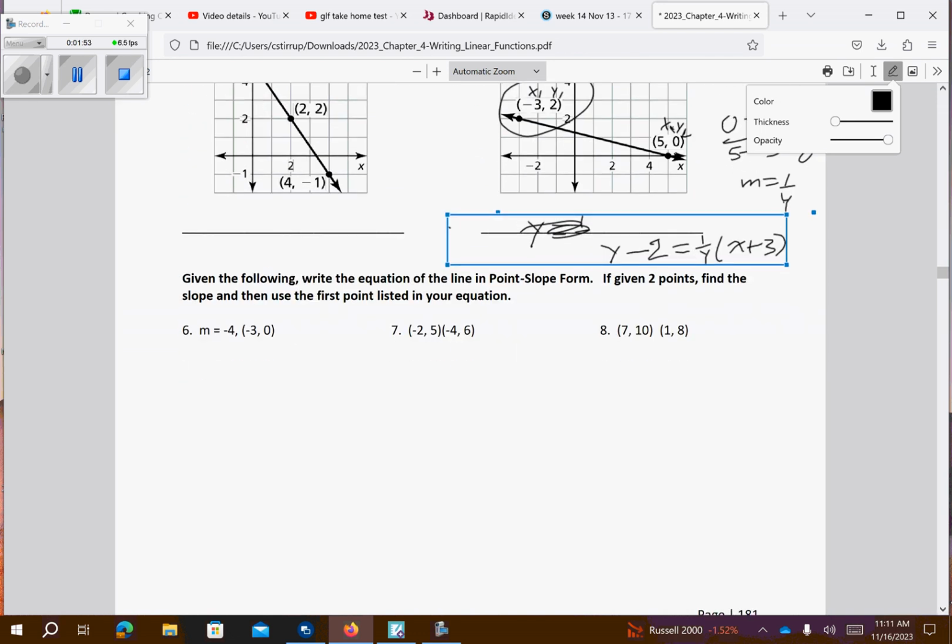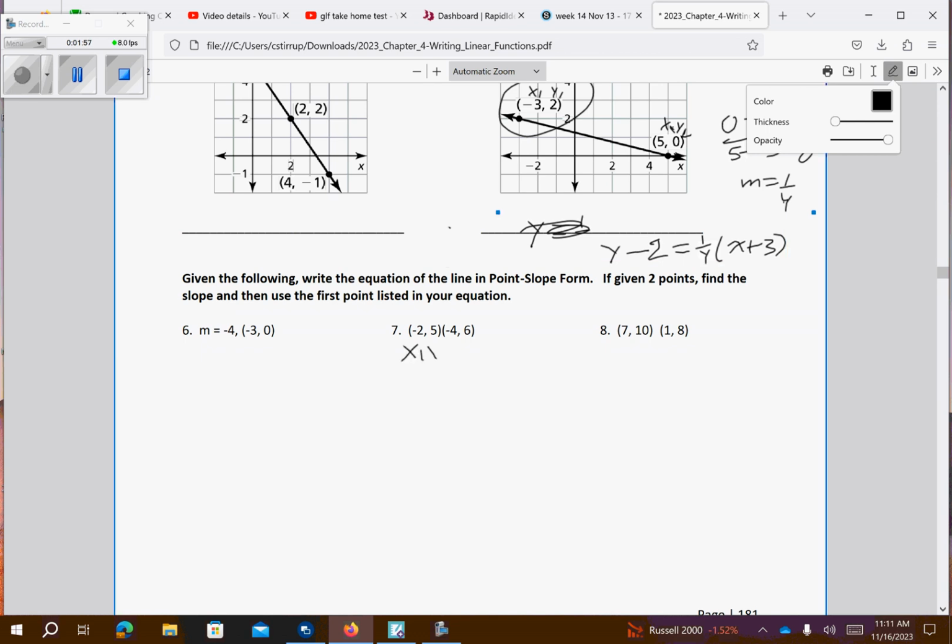Number 7, you want to find the following equation. So x1 and y1, x2 and y2. Find the slope first. So y2 minus y1 over x2 minus x1. It's going to give me 1 over, that gives me positive, so negative 4 plus 2 is negative 2. That's my slope. We're going to take the first point, plug it into our point slope.